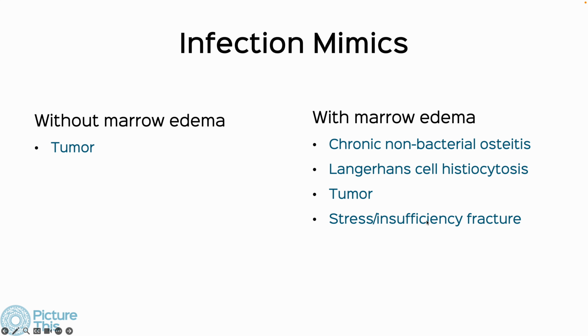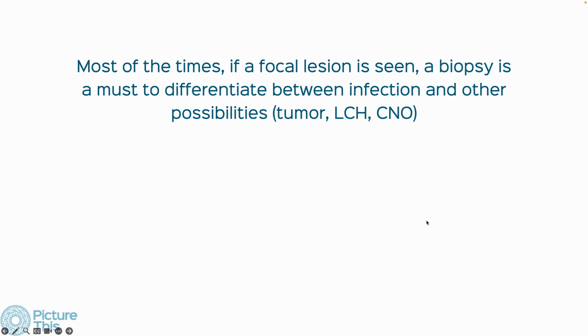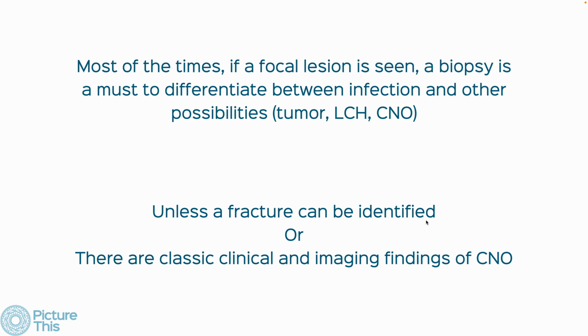So our infection mimics can be without marrow edema, which typically occurs with chondrosarcoma and metastases, and this is the list with marrow edema. Most of the times, if we see a focal lesion, a biopsy is a must to differentiate between infection, tumor, LCH, chronic non bacterial osteitis. But if you can see the fracture, as with stress and insufficiency fractures, or if the patient classically fits into CNO and is confirmed by a rheumatologist or a pediatric rheumatologist, then you may get away with not biopsying these.